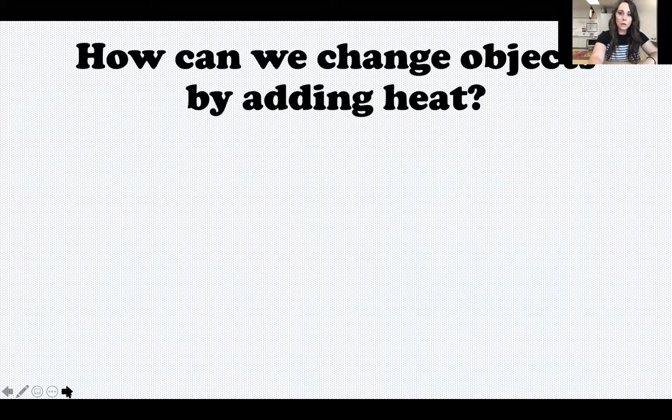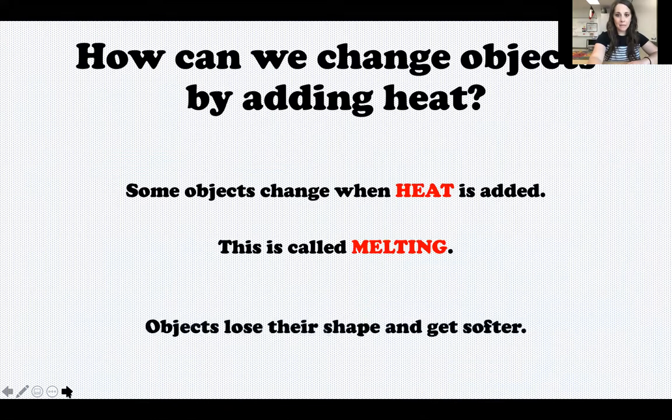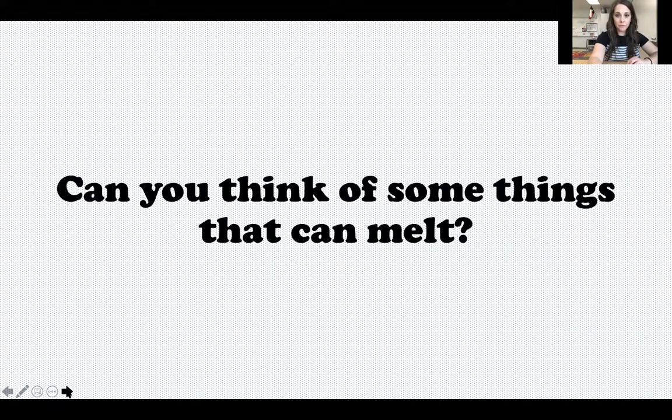So it says how can we change objects by adding heat? Some objects change when heat is added. This is called melting. Objects lose their shape and get softer. Can you think of some things that can melt?